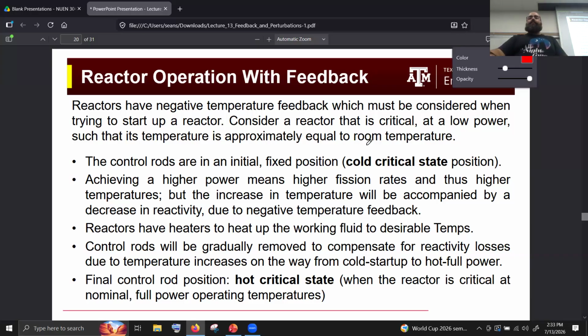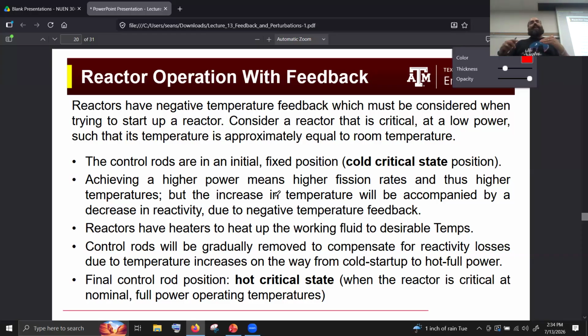So this is illustrating that you've got your control rods such that you're critical, but at a very low power and at a low temperature, and you want to turn this reactor up to full power. To get to a higher power means I need a higher fission rate, and that means I need a higher temperature. But if I try to increase my temperature and I have negative feedback, then increasing that temperature is going to cause my reactivity to go down. And so lots of power reactors have feed water heaters, which can be used to get the water temperature to the operating point that it needs.